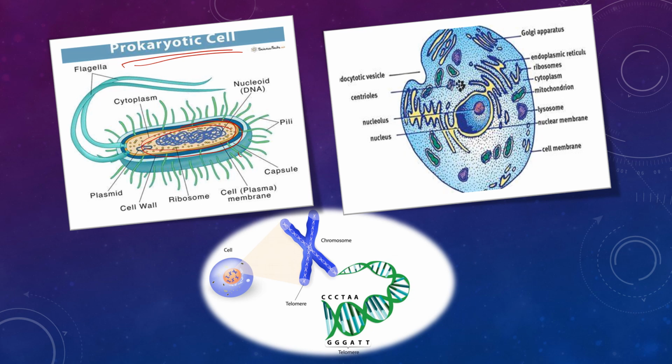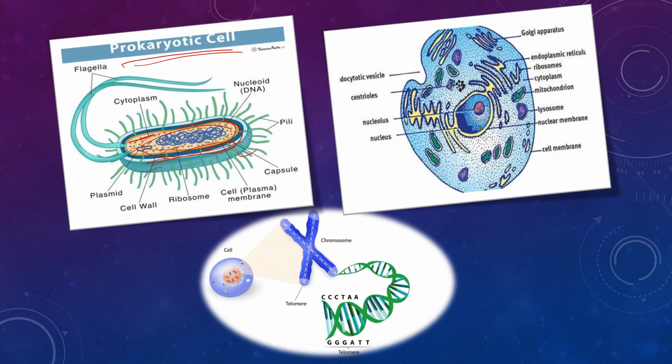This is the outer capsule. This is the ribosome part. This is the cell membrane or the plasma membrane. This is the cell wall. These are the plasmids. And this is the cytoplasm, and inside the cytoplasm the DNA material of the nucleoid is spread. It is not in a compact form as it is in the nucleus of a eukaryotic cell.